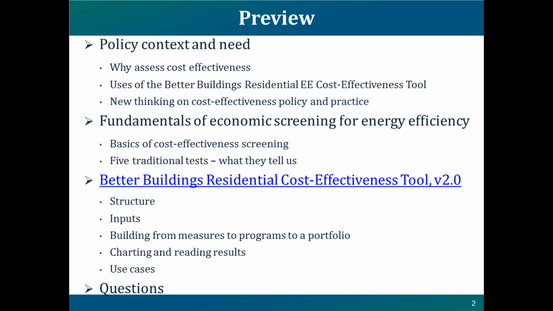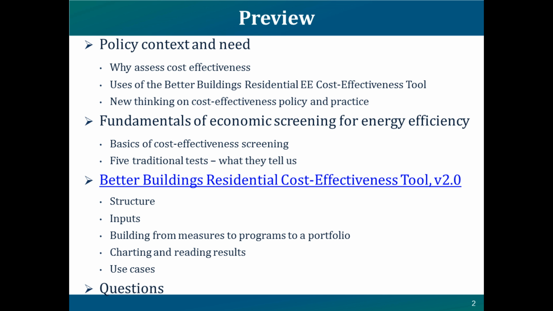Next, I'm going to turn it over to Snuller Price of Energy and Environmental Economics. He's a nationally recognized expert in this field to talk really about the methodology and applications in cost effectiveness, and he's going to walk you through what the basics of cost effectiveness screening are and some of the basic tests. And then two of his colleagues, Eric and Kiran, are going to talk about the tool itself, its structure and the inputs, where some of that data might be found.